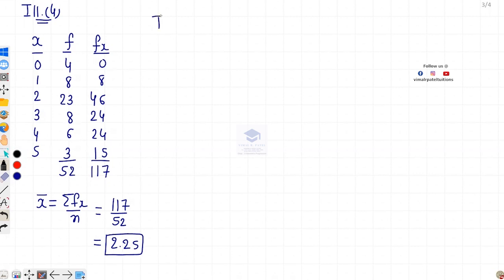Question 6, check. When values are small, you can always use the direct method. But when values are large, use the shortcut method. Your calculation will be easier. Now see, in illustration 6, they have given price, that is your x, and number of shops, that is your f.